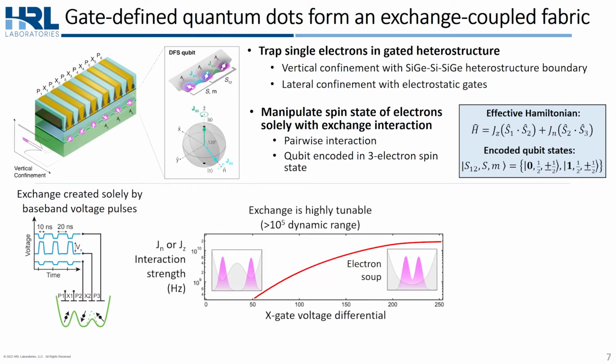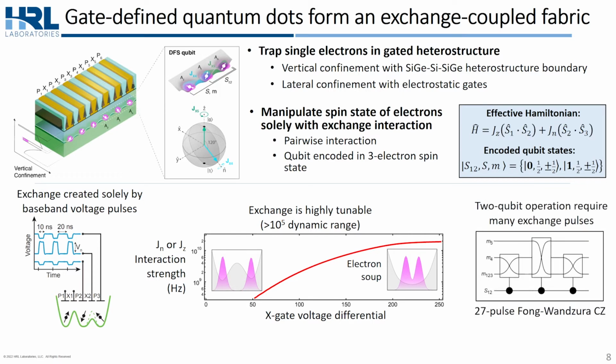And importantly, this exchange interaction is extremely highly tunable. We can easily get more than 5 orders of magnitude in dynamic range, and this is because the exchange interaction is caused by overlapping the wave functions of the electron. And I like to think of it as we can either make electron soup by pushing these electrons spatially together, or we can effectively separate them. And this allows us to turn the interaction on or off with a lot of dynamic range.